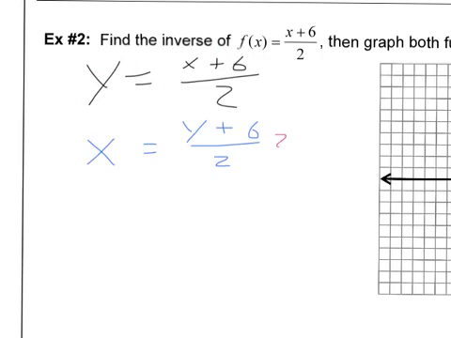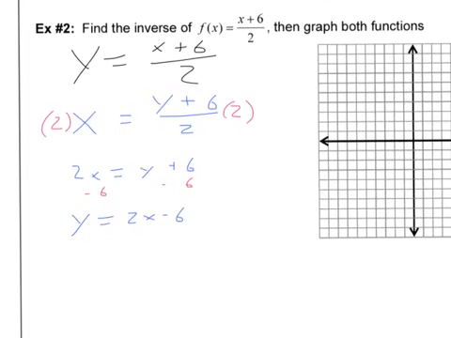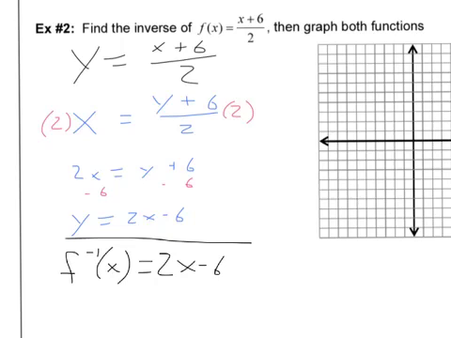So we're going to multiply both sides by 2. So we get 2x equals y plus 6. The next step is to subtract 6 from both sides. And so finally we get, we put the y on the left side, y equals 2x minus 6. Okay, the only thing is, we don't leave it as a y because it didn't start as a y. So we're going to leave it as f negative 1 of x. That means inverse, 2x minus 6.